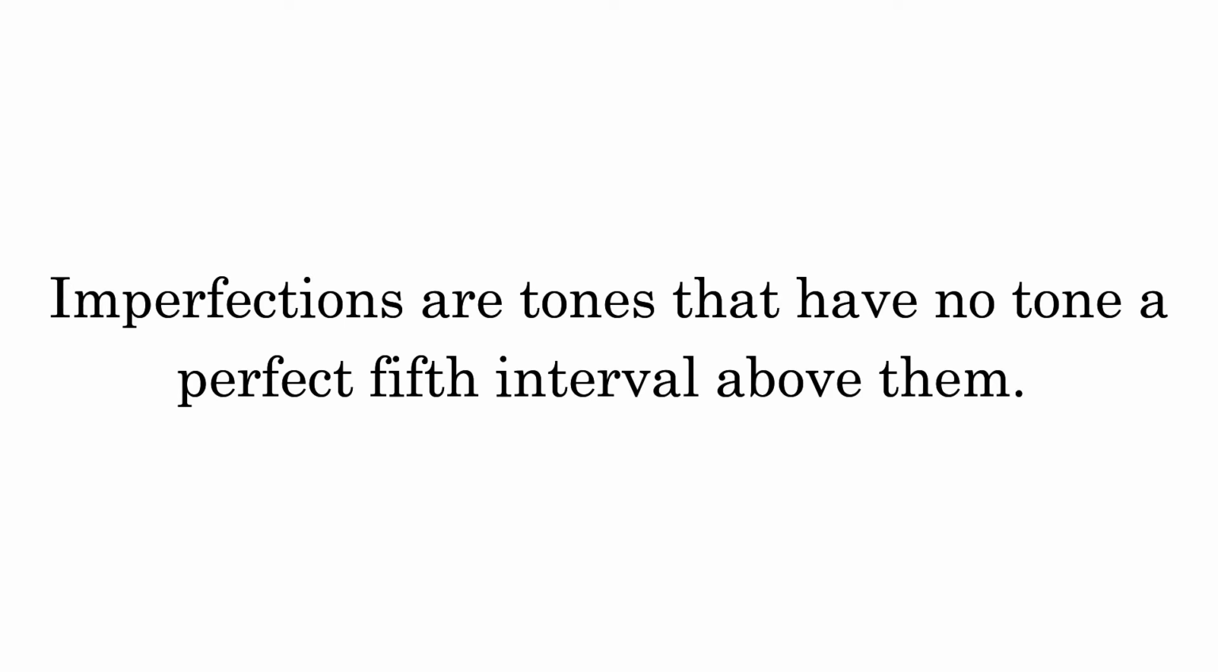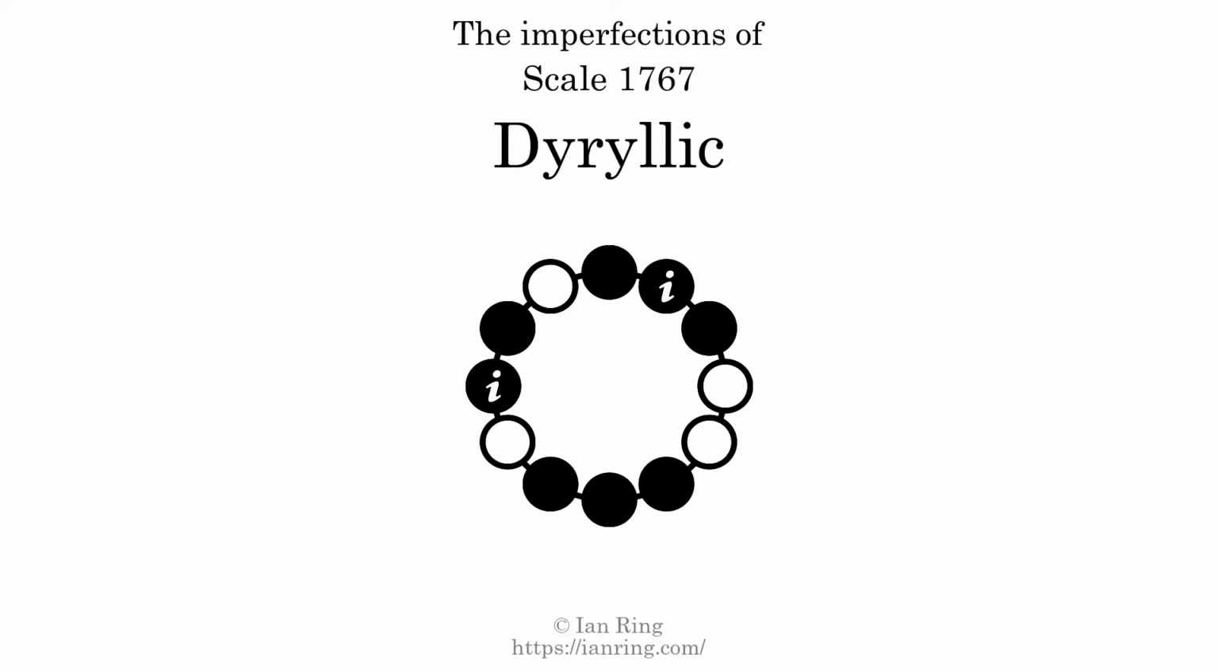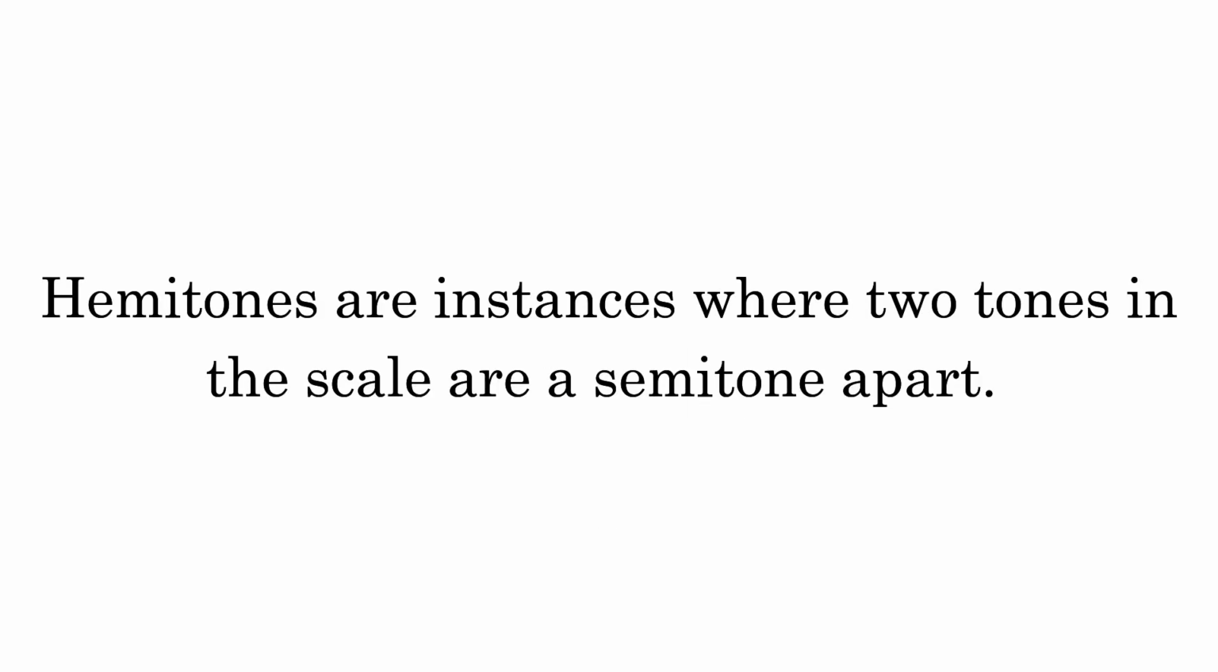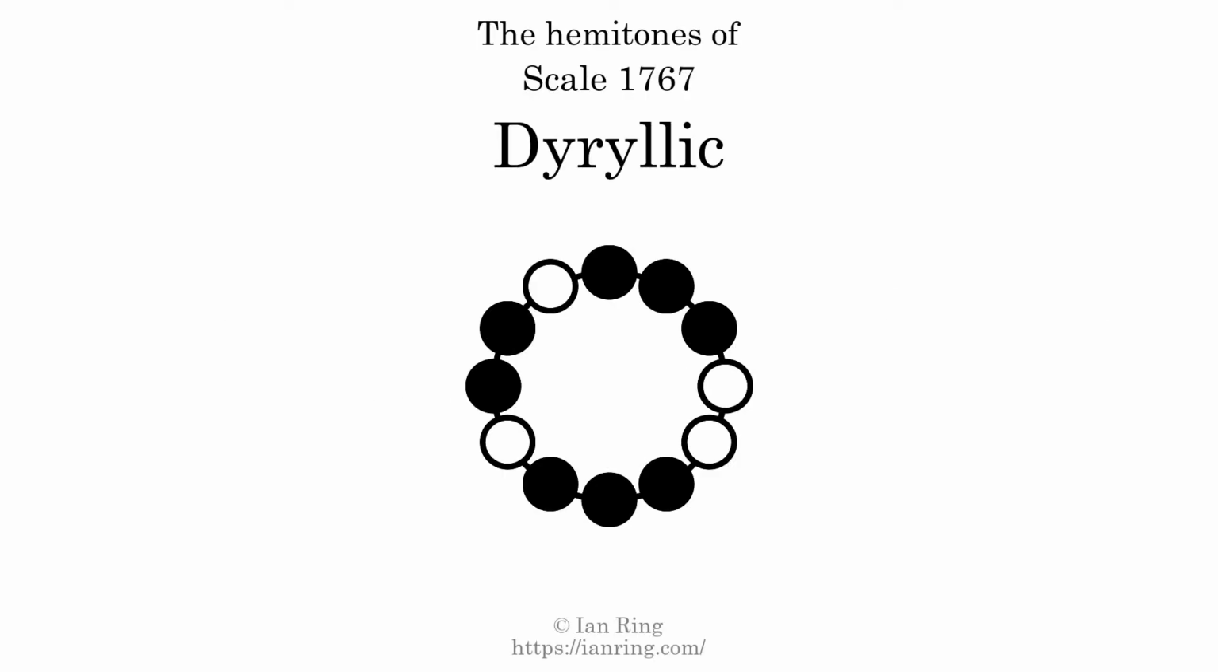Imperfections are tones that have no tone a perfect fifth interval above them. This scale has 2 imperfections. They are at positions here and here. Hemitones are instances where 2 tones in the scale are a semitone apart. This scale has 5 hemitones. They are at positions here, here, here, here, and here.